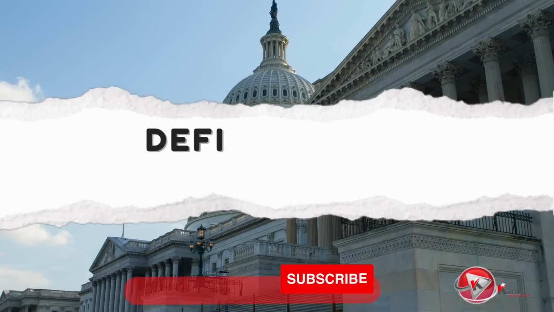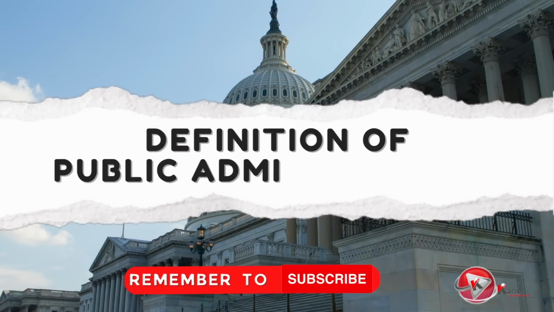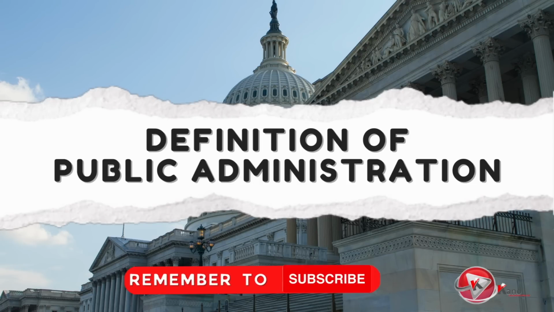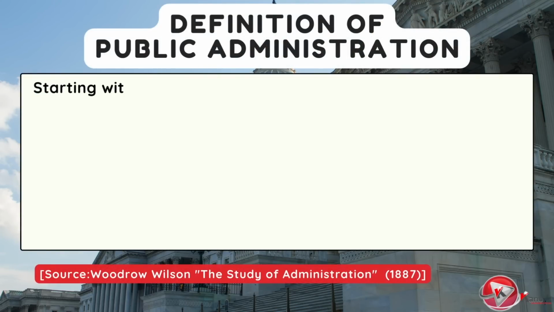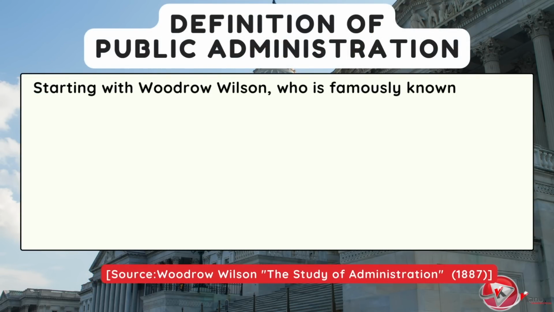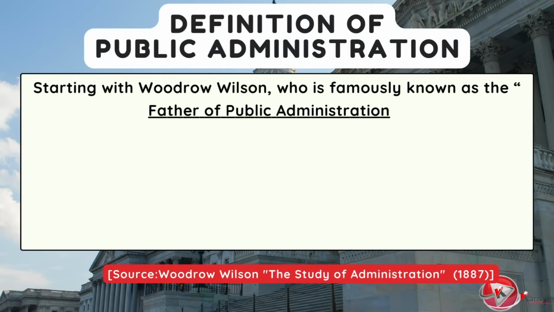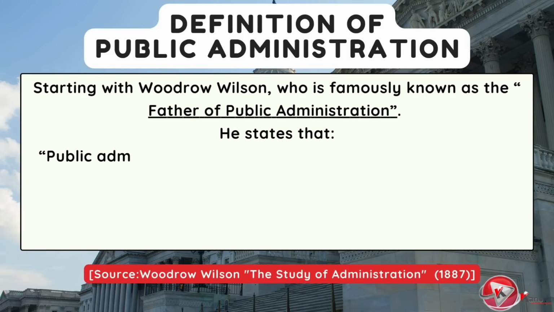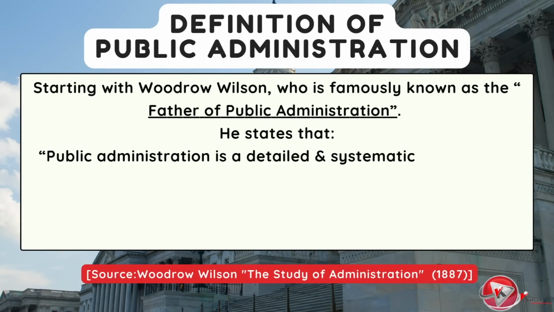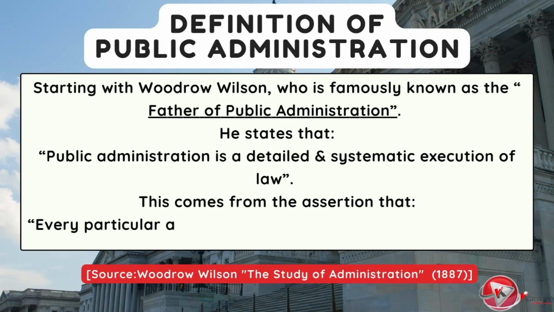In this next section, we will look at the definitions of public administration. We should, however, mention that there is not yet a general consensus on the definition of public administration. However, we will cover the definitions of public administration from various scholars, starting with Woodrow Wilson, who is famously known as the father of public administration. He states that public administration is a detailed and systematic execution of law. This comes from the assertion that every particular application of law is an act of administration.